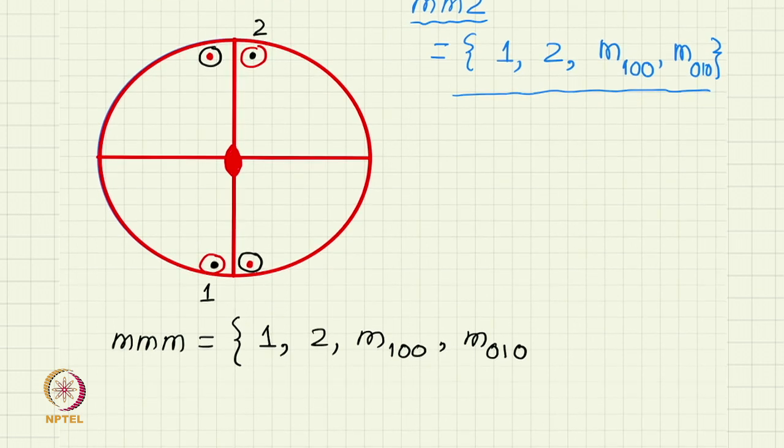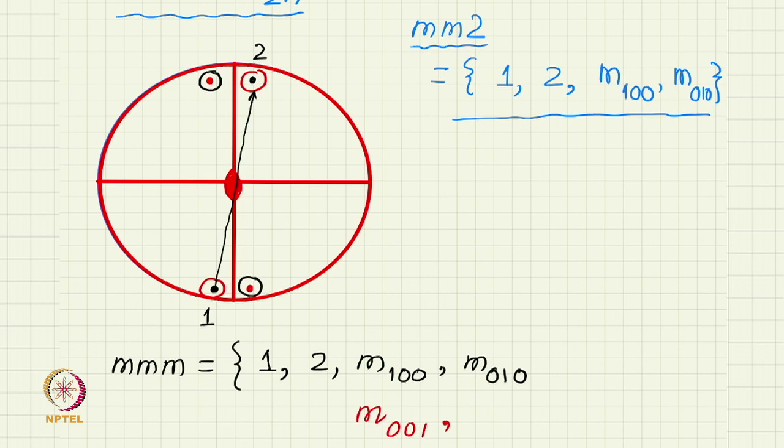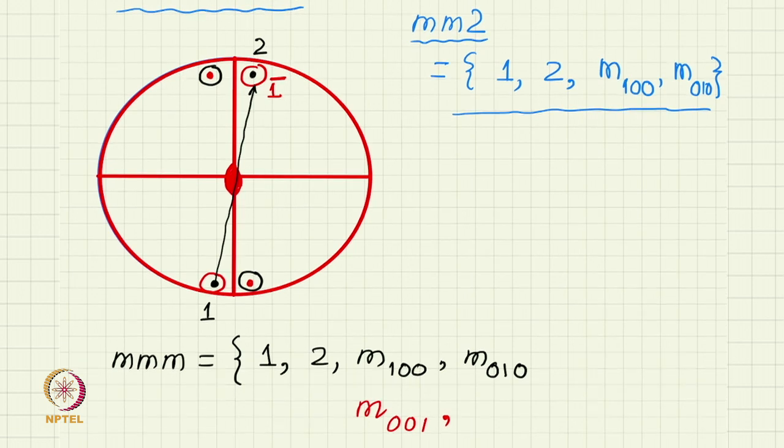Now we added one more mirror. Let me write the new additions in red. So that is M001 perpendicular to the Z axis. You can see that there is a center of inversion. So original point 1 is related to this red open circle by center of inversion. So this red circle is corresponding to the operation 1 bar. So I have 1 bar.